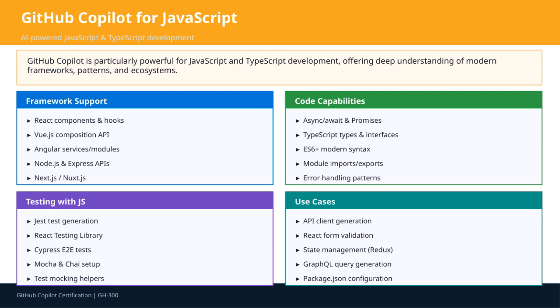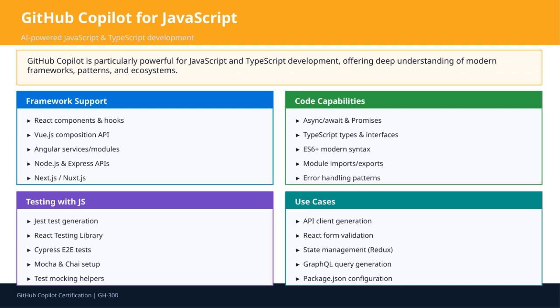When it comes to coding capabilities, Copilot helps with async and await syntax, promises, and TypeScript-specific features like types and interfaces. It's also well-versed in ES6 and newer JavaScript syntax, module imports and exports, and robust error handling patterns, which are crucial for writing clean, maintainable code. Testing is another area where it shines. GitHub Copilot can generate Jest tests, support React Testing Library, Cypress for end-to-end testing, and setups for Mocha and Chai. It also assists with mocking, which simplifies writing and maintaining test cases.